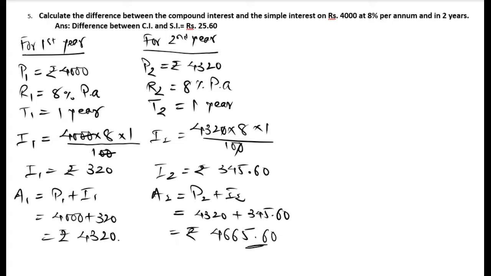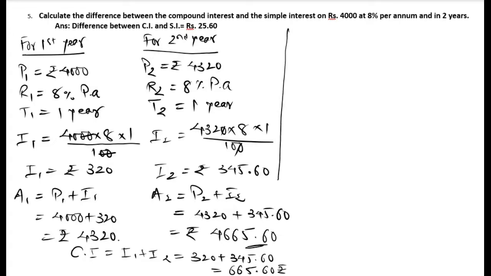Now we have to find compound interest, right? So what will be the compound interest? Compound interest will be I1 plus I2, or you can say final amount minus original principal, whichever way suits you. So 320 plus 345.60 will be 665.60 rupees. Correct. So this is the compound interest. So the compound interest part is over.